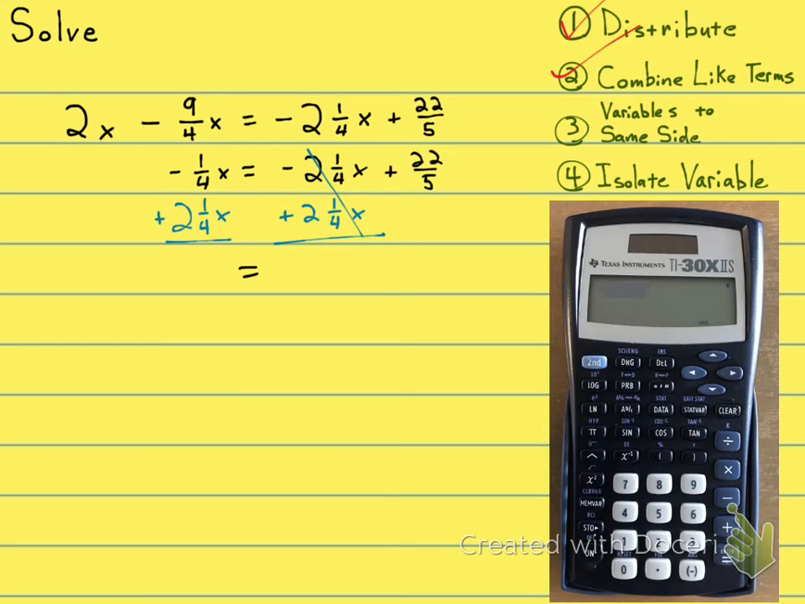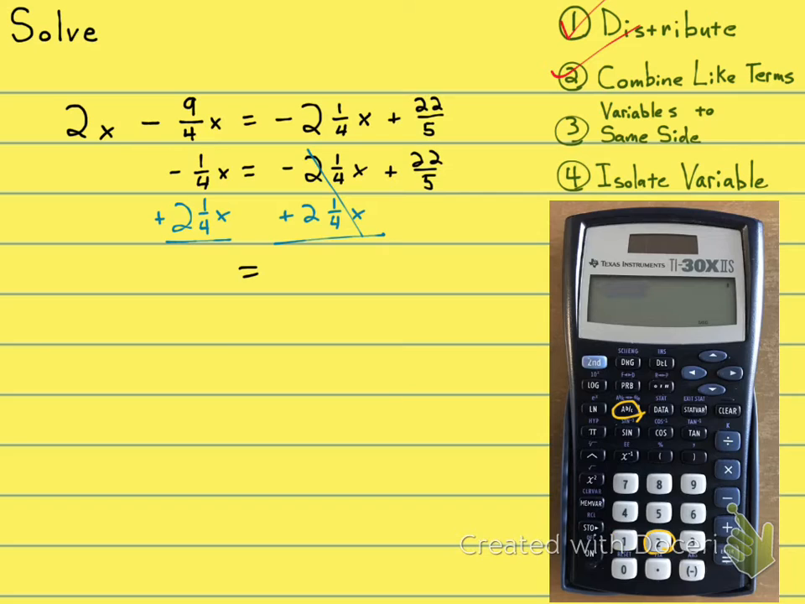I have negative 1/4 plus 2 and a fourth. Okay, so grab your calculator, and the negative button now is this one down here, not the minus. It's this one. So I'm going to do negative 1 ABC 4, and that's going to be plus 2 and a fourth. 2 ABC 1 ABC 4. Okay, so for a mixed number, you have to hit the ABC button twice.